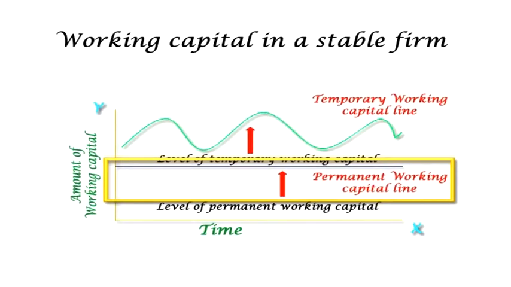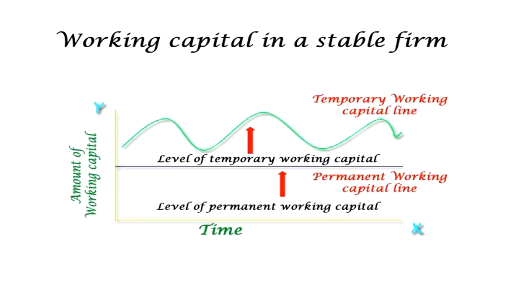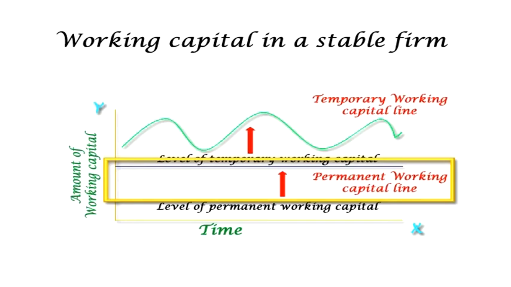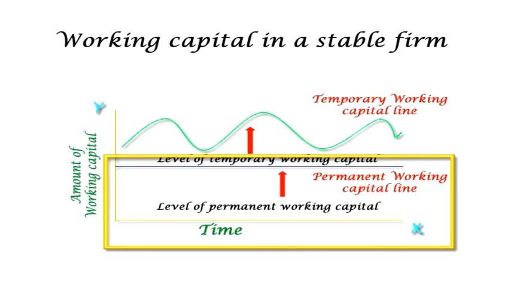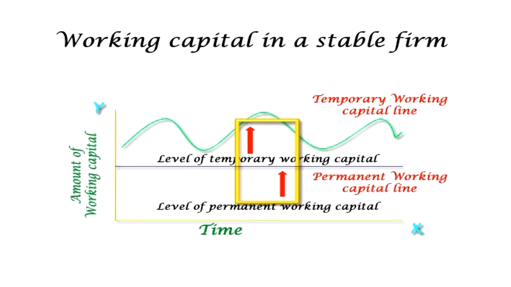In case of a stable firm, the permanent working capital is stable over time and takes the shape of a horizontal line, while temporary working capital is fluctuating, sometimes increasing and sometimes decreasing. Both these kinds of working capital are shown on this graph. Let's see these colored lines. This blue line presents the permanent working capital level which is parallel to the x-axis, and this fluctuating line shows the temporary working capital. The arrows show the difference between both types of working capital.